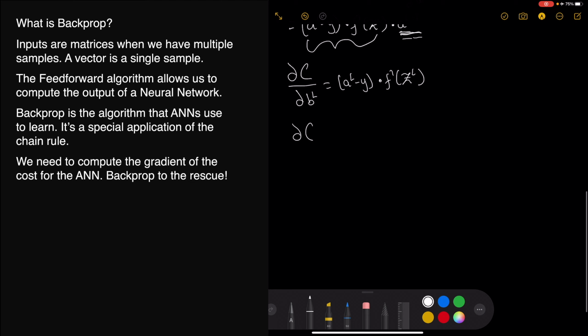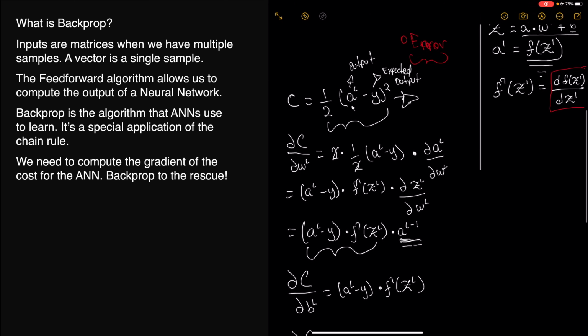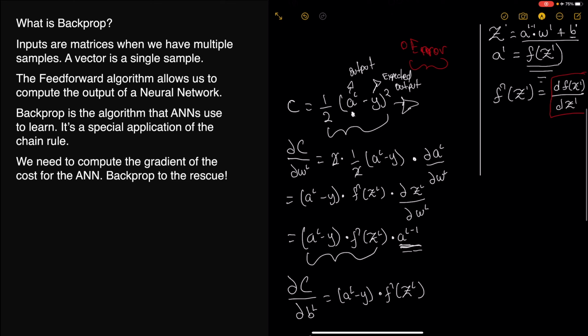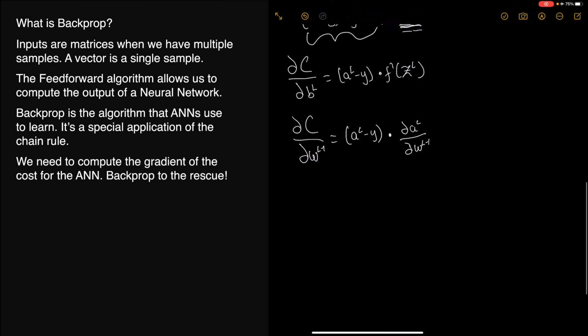So, the partial derivative of the cost with respect to the L minus 1 weight. How do we start? Well, the derivative of the cost, we already took it, right? So it's AL minus Y, right? And then we have to derive AL with respect to W(L minus 1). So just an application of the chain rule, right? Partial derivative of AL with respect to W(L minus 1). Great. So let's go ahead and keep doing that.